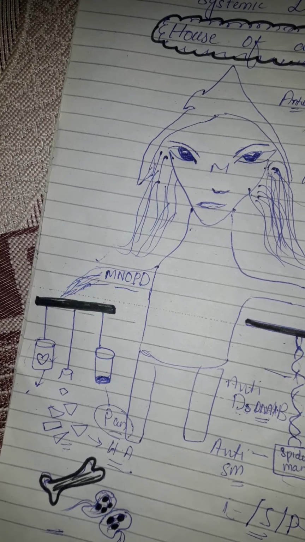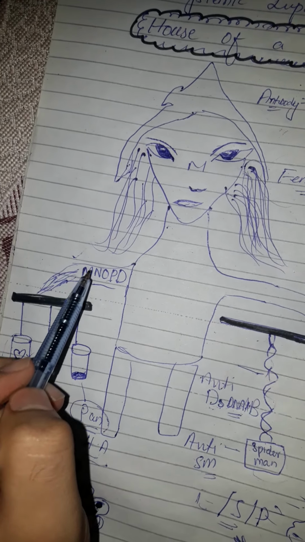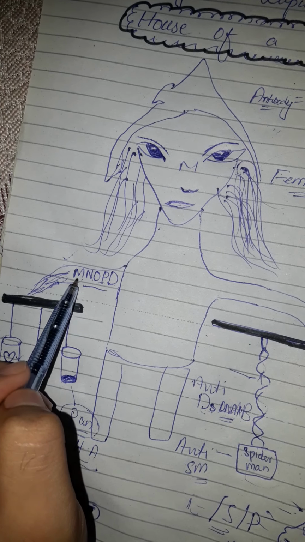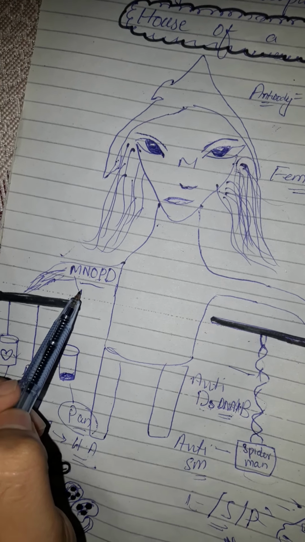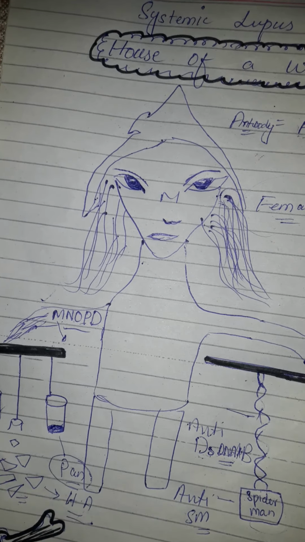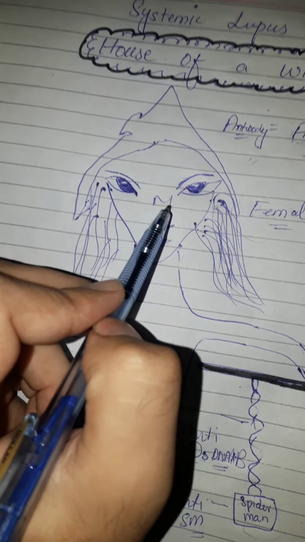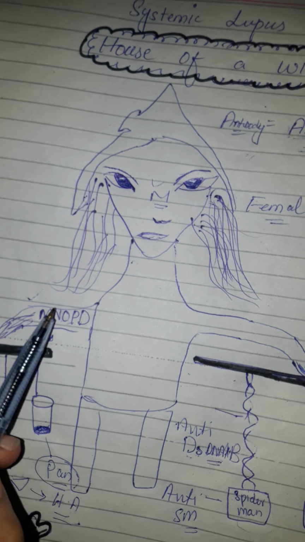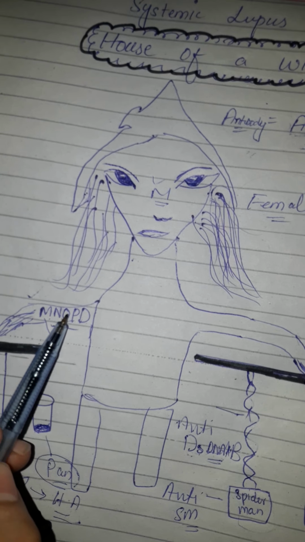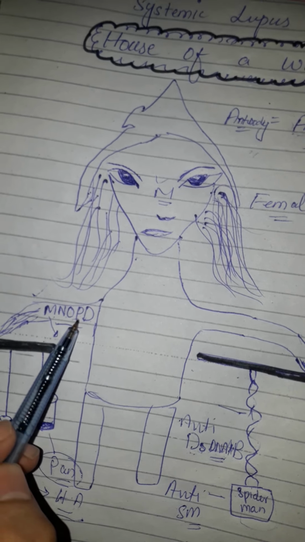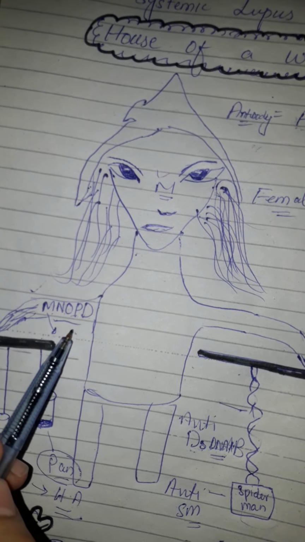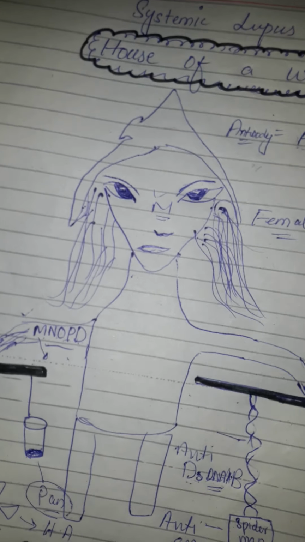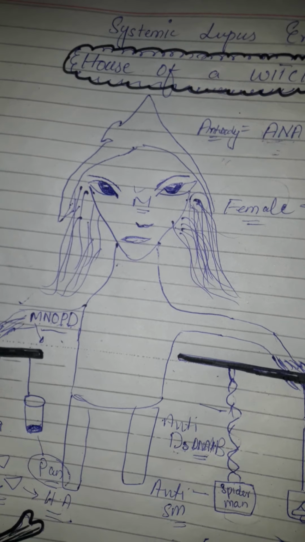As you know, she is a witch, so she also has some tattoo on her hand. There is written MNOPD. So this M will remind you of the malar rash. So remember this malar rash is always present on the face. So she also has a small M on her face as well, and N is nasopharyngeal ulcers, oropharyngeal ulcers, P is photosensitivity, her skin will be photosensitive to the light, and D will remind you of discoid rash.